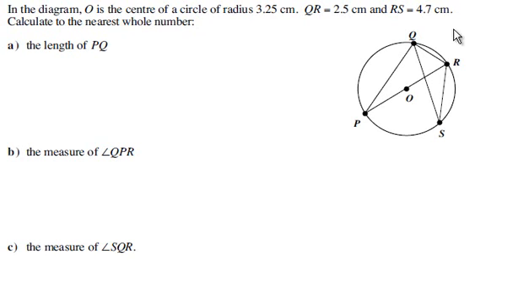Okay, so we have some puzzles to solve here. They tell us this is a circle, O is its center, its radius is 3.25, QR is 2.5, and RS is 4.7. Now we have some things to figure out.